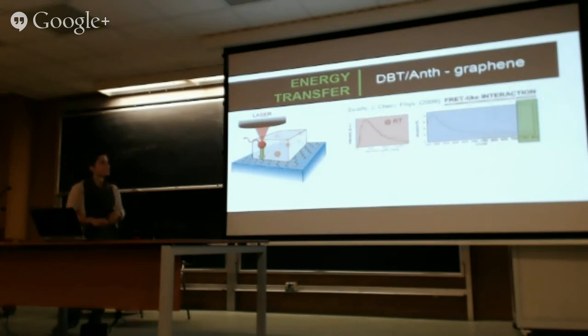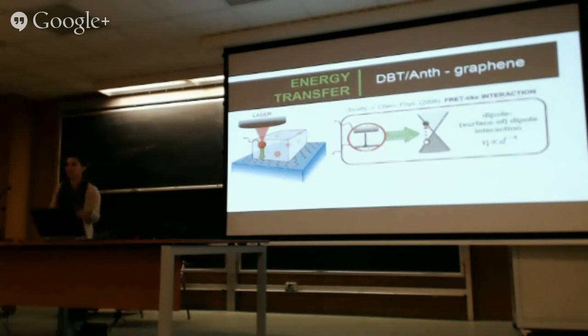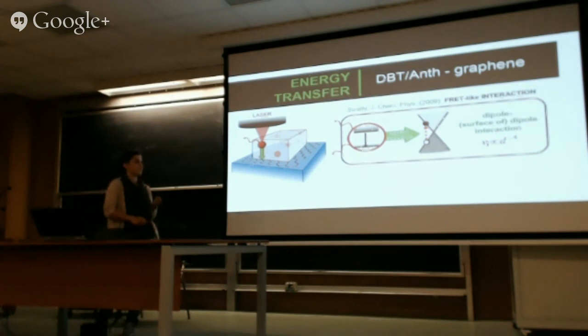Here you have the emission spectrum at room temperature, which is the experimental condition of our system. And this is the absorption spectrum of graphene. We have overlap of the two, so we can have energy transfer. And actually the distance, as I said before, is 50 nanometers at max from graphene, so we are in the near field. And we can have energy transfer.